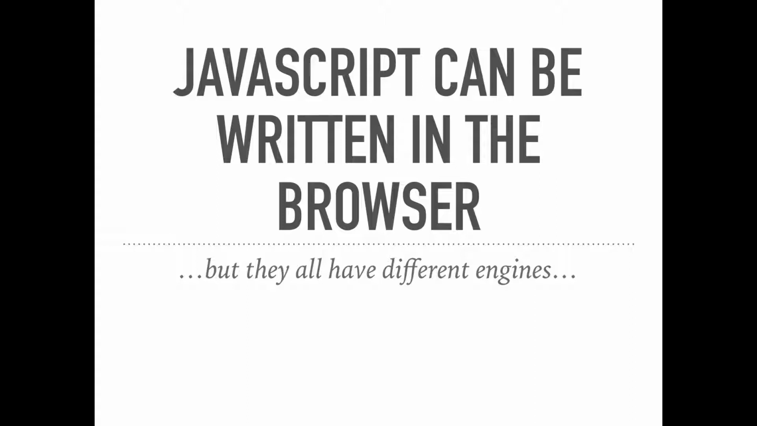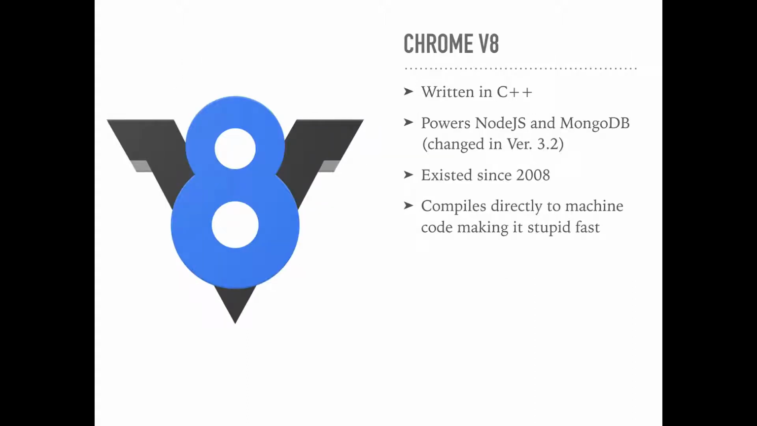All right, so it can be written in the browser. However, they all have different rendering engines for JavaScript. In Chrome, it's V8. It's written entirely in C++. It used to power Node.js and MongoDB. It doesn't anymore. It's existed since 2008. It compiles directly to machine code, making it stupid fast, right?